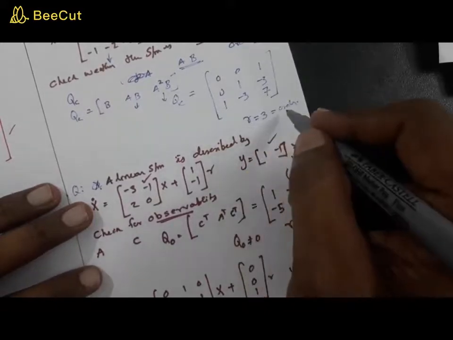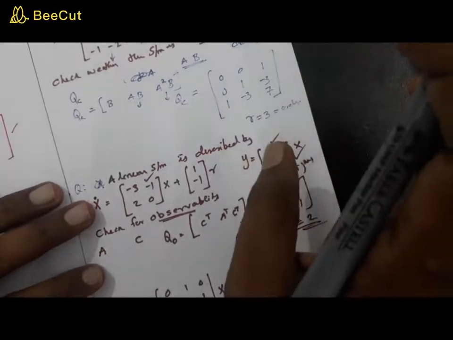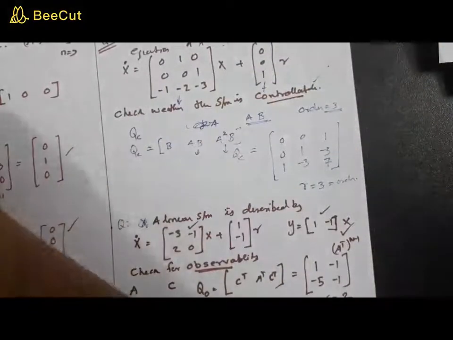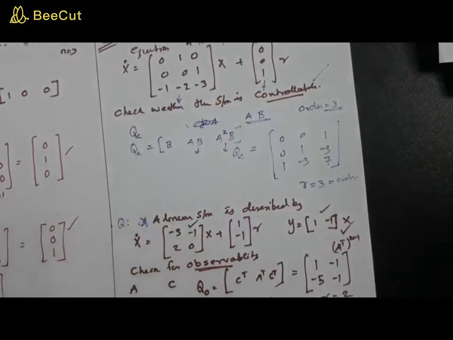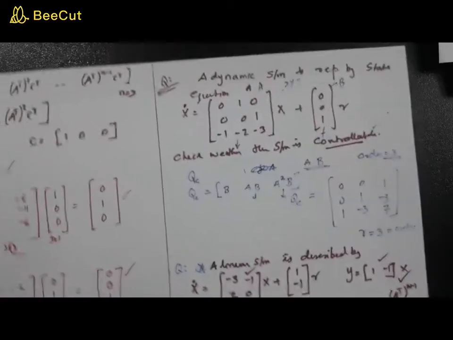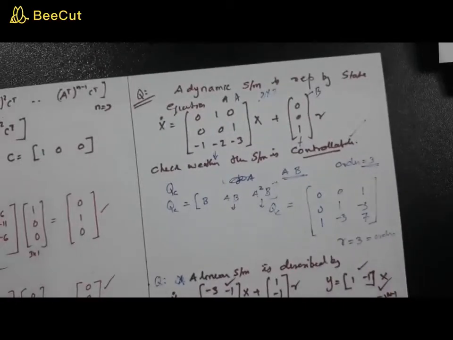So that means it is not a controllable system. As I told you earlier, a controllable system can be non-observable, and similarly a non-observable system can be controllable. So you need to check whichever is being asked.